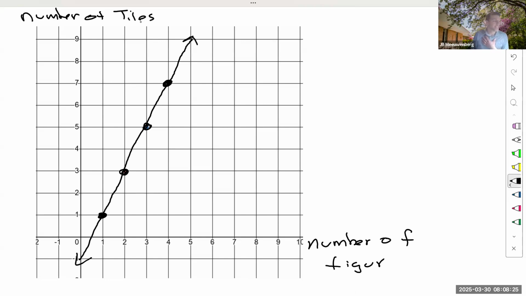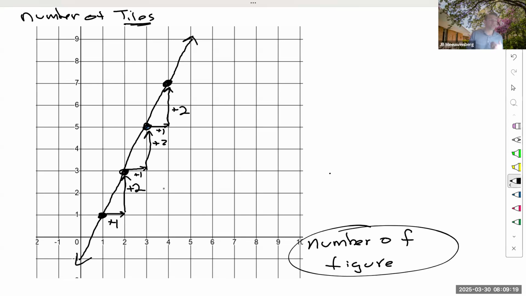And one of the things you might notice is that if we examine that idea of rate of change, as we increase the figure number by 1, that's a move to the right on our x-axis. We increase the number of tiles by 2. And then we have this new point, 2, 3. As we do it again, we increase the figure number by 1, we increase the number of tiles by 2. And that is the same no matter how far we go on this graph. As the number in our figure increases by 1, the number of tiles increases by 2.